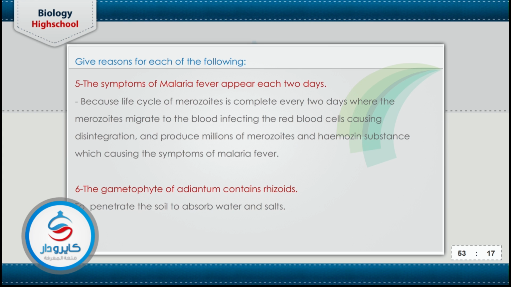Gametophyte of adiantum containing rhizoids. The rhizoids act as the roots of the gametophyte. They are similar to roots, so they are responsible for the absorption of water and the salts from the soil to allow the gametophyte to grow and produce gametes from the reproductive organs that are located on the gametophyte. The next question.